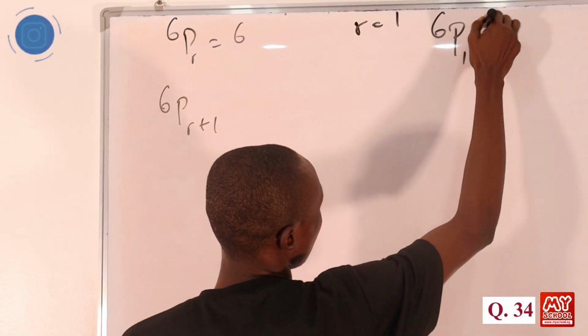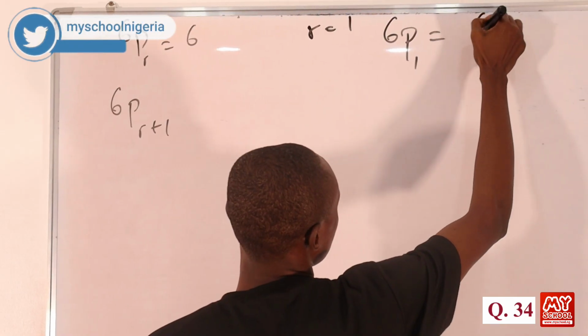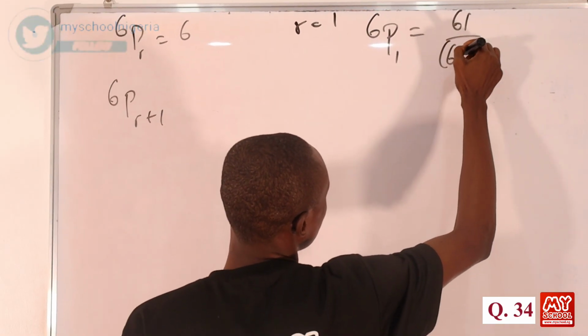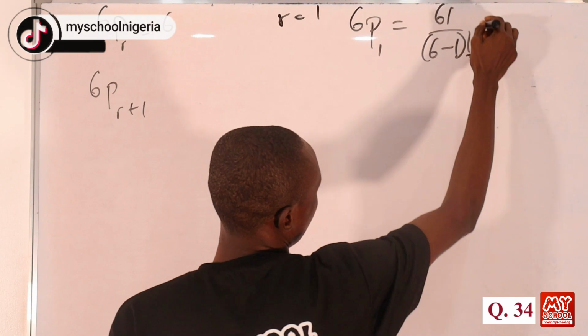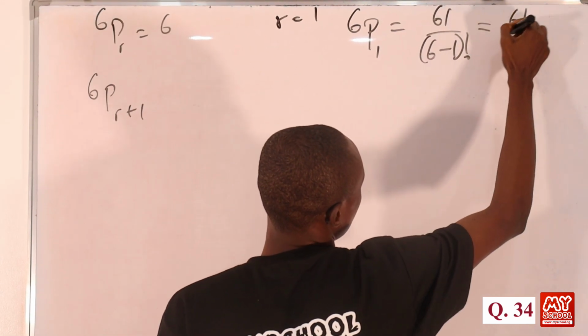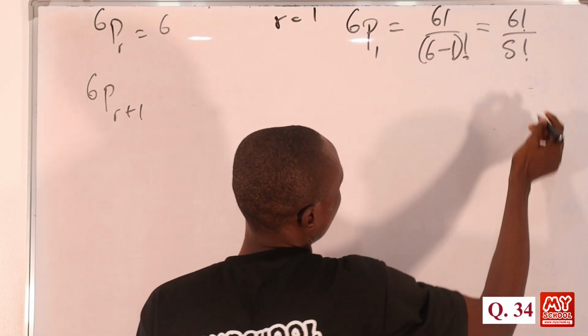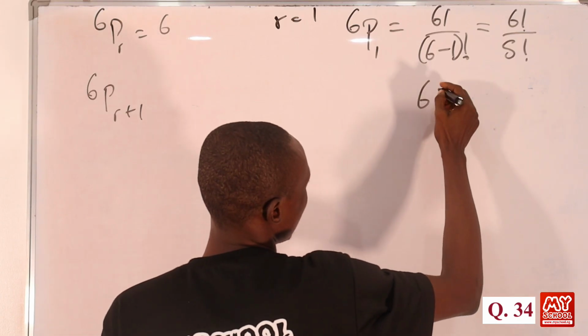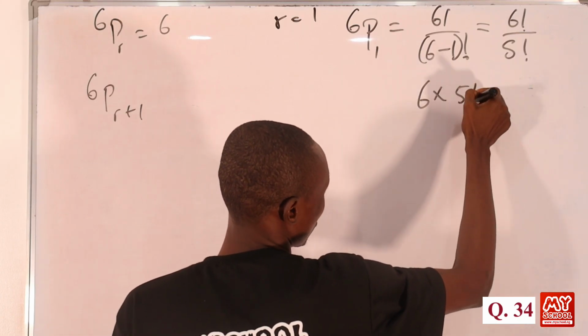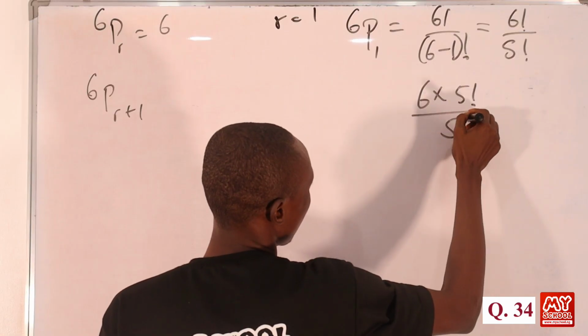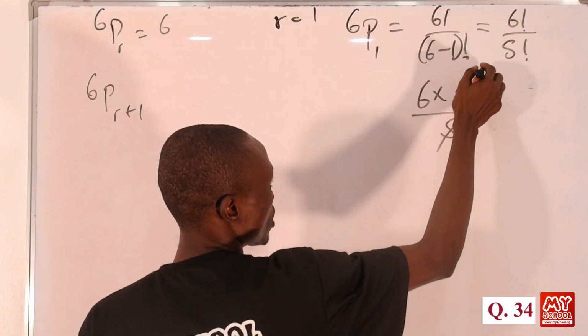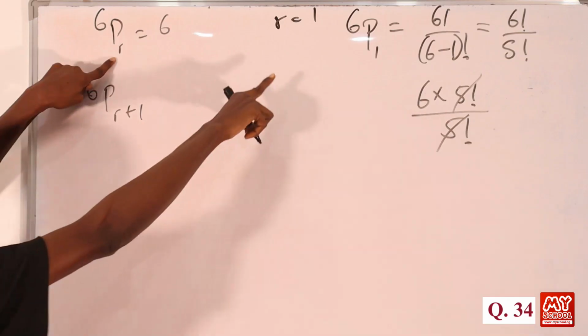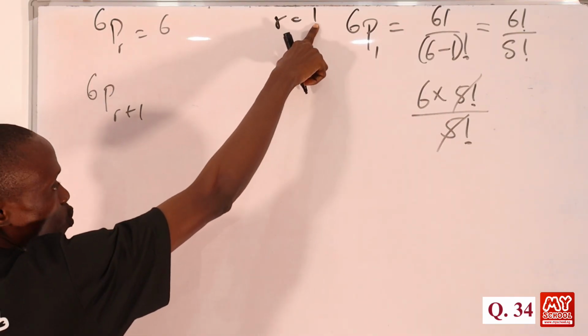6 permutation 1 is equal to 6 factorial over (6 minus 1) factorial, and this will be equal to 6 factorial over 5 factorial. 6 factorial is equal to 6 times 5 factorial, and here under we already have 5 factorial, so 5 factorial will cancel out 5 factorial, and that will give us 6. So that means r is actually equal to 1.